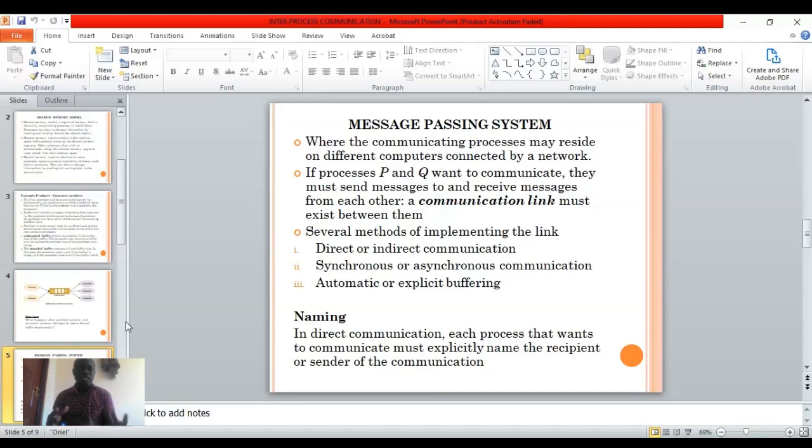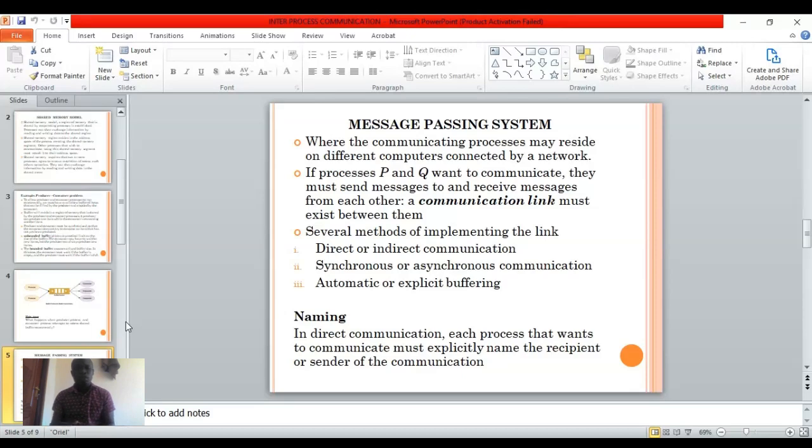There are various methods that can be used to create a communication link. We have direct or indirect communication, synchronous or asynchronous communication, and then automatic or explicit buffering. Those are the three methods that are used whenever you want to create a communication link between cooperating processes.